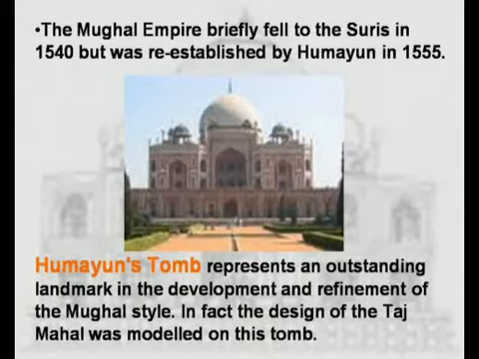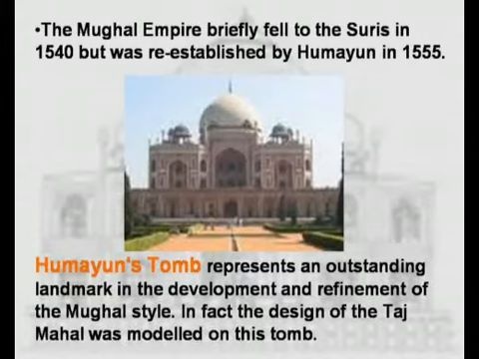After Babur came Humayun. He laid the foundation of a city called Deen Panah, refuge of the faithful, at the Purana Killa in Delhi, but the city could not be completed. As you know, the Mughal Empire briefly fell to the Suris in 1540 but was re-established by Humayun in 1555. The Persian influence into the Mughal architecture was largely a result of Humayun's observance of this style at the court of Shah Tahmasp during the period of his exile.